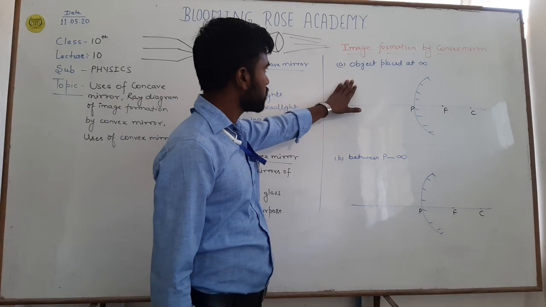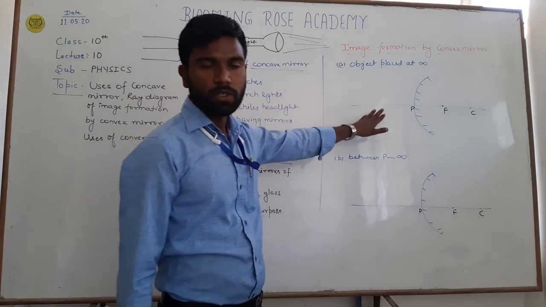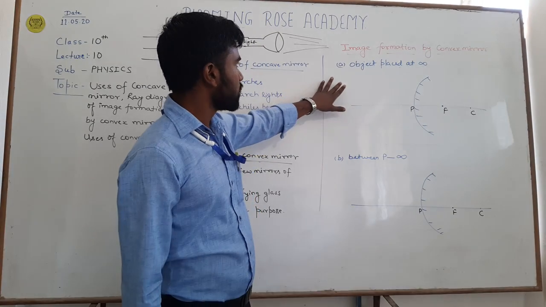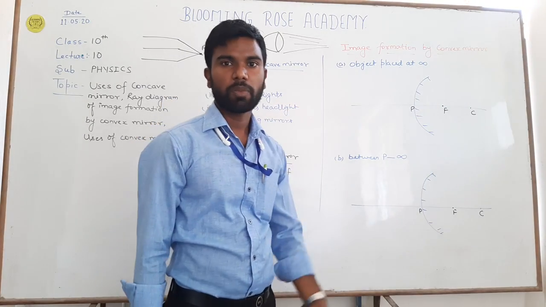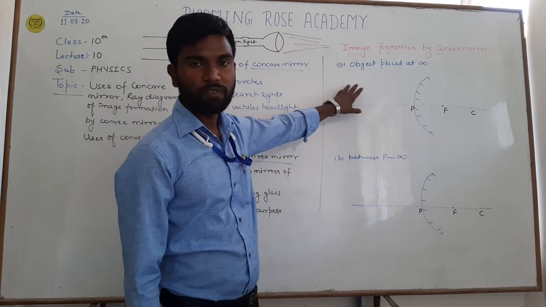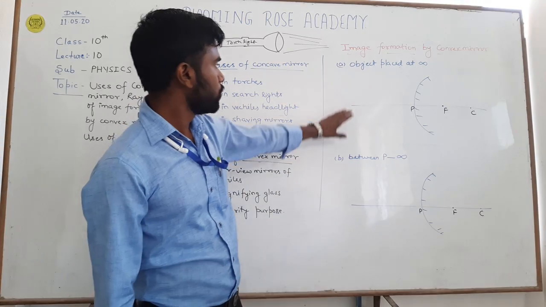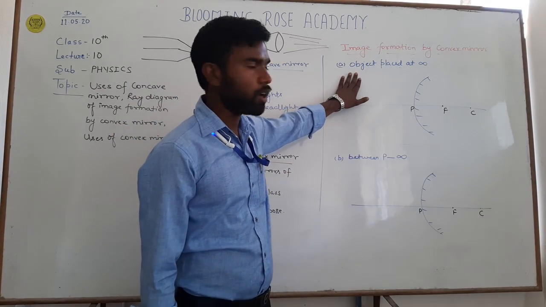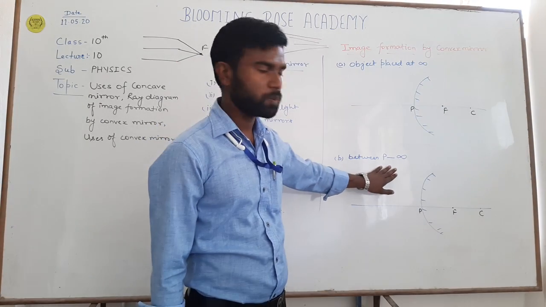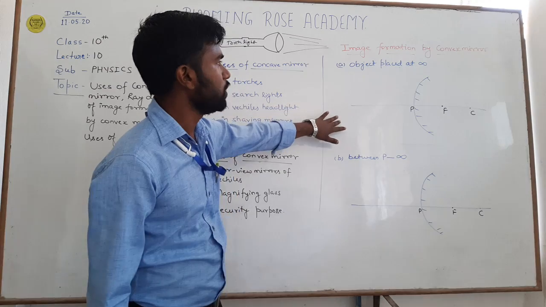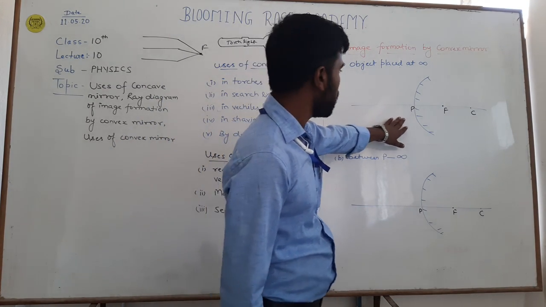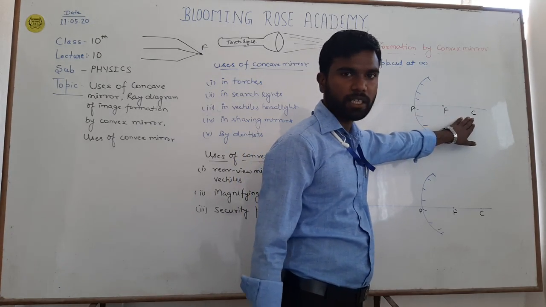Now here is image formation by convex mirror. As we learned in the previous lecture, there are 6 possibilities of image formation by a concave mirror, but here there are only 2 possibilities of image formation by a convex mirror. These 2 possibilities are: first, when the object is placed at infinity, and other is when the object is placed between P and infinity. So here first of all we can see a convex mirror. Here it is the pole, the principal focus, and the center of curvature.